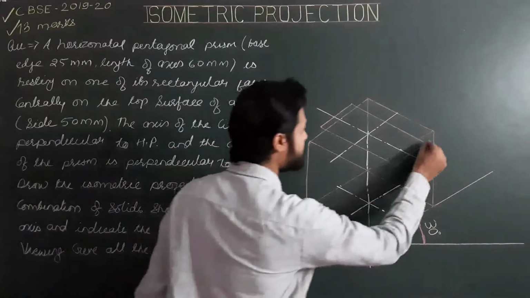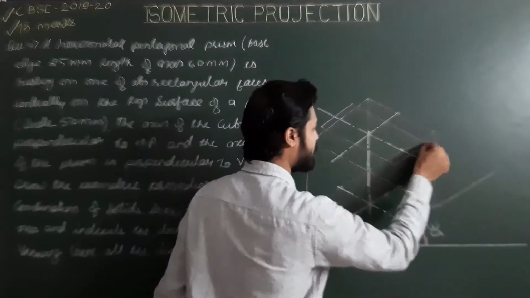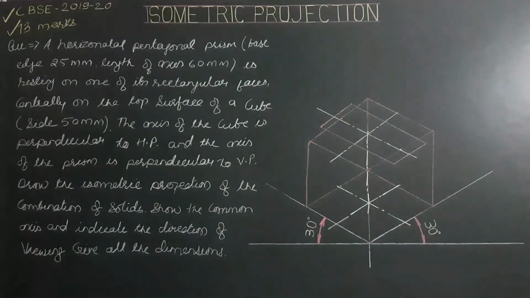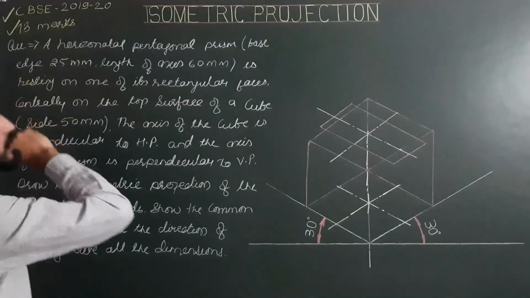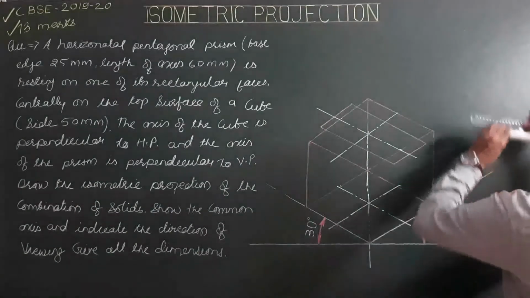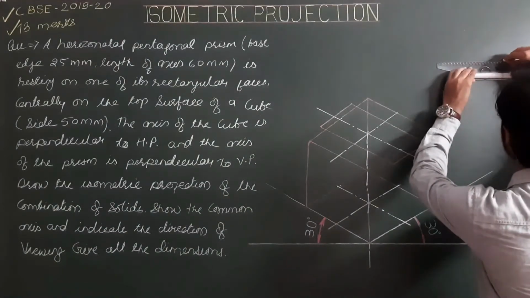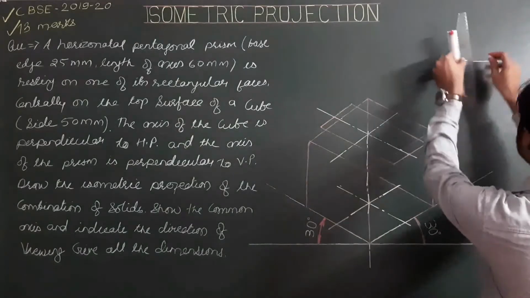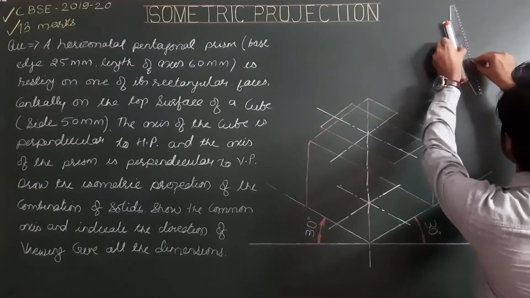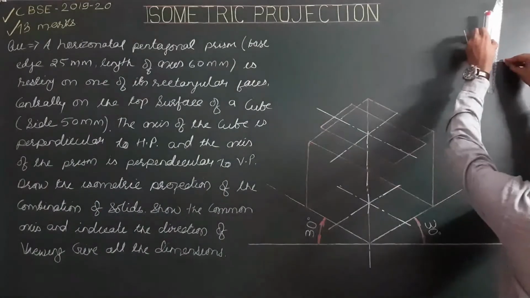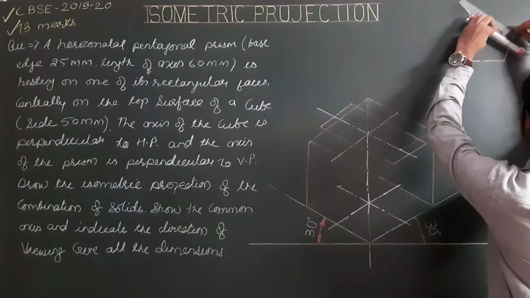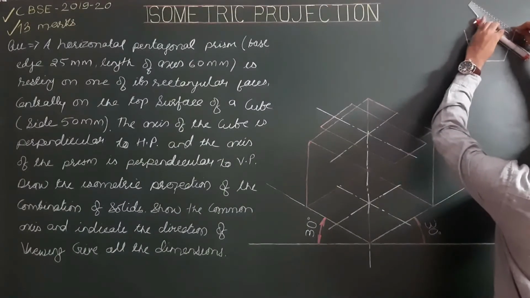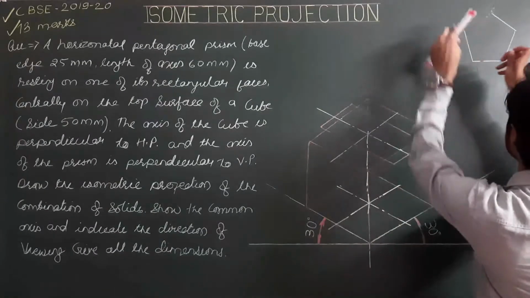And this is the first side of the pentagonal base. Now for projecting the pentagonal base, we are required to draw a helping figure for the pentagonal base of size 25. So drawing a regular pentagon of size 25, and the size 25 is to be marked from the isometric scale.